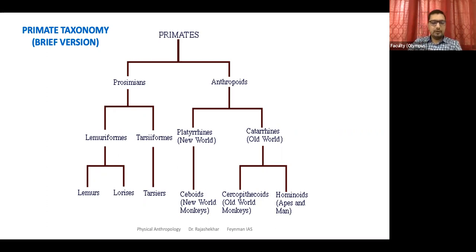Under Tarsiformes, we are going to hear about tarsiers. So let's see briefly what lemurs, lorises, and tarsiers are, so we understand the features of prosimians here. Prosimians are further categorized into Lemuriformes and Tarsiformes, and Lemuriformes into lemurs and lorises, and Tarsiformes into tarsiers.